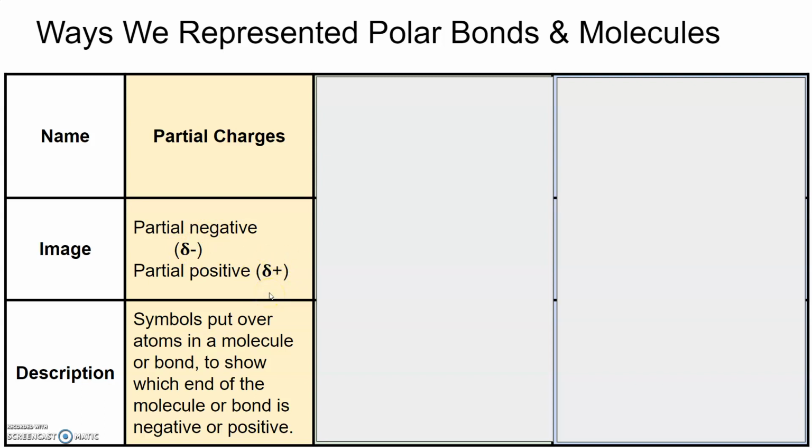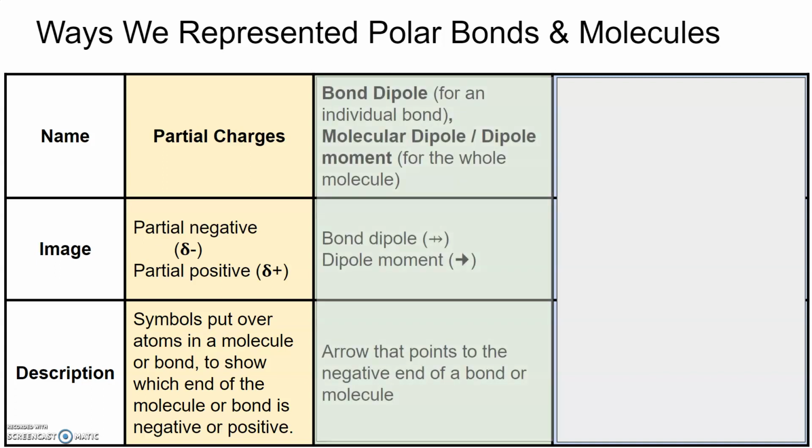Now, what do these symbols represent? They're put over atoms in a molecular bond to show which end of the bond is negative or positive. If an atom has a partial negative charge near it, that means that atom has a lot of electrons around it, and electrons are negative. So that atom is in a negative environment. If it has a partial positive charge, that means that atom doesn't have a lot of electrons around it. Since the electrons are removed from its space, it's a more positive environment. That does not mean that the atoms themselves are positively or negatively charged. It just means that their environment is.